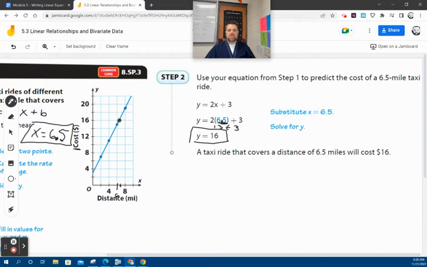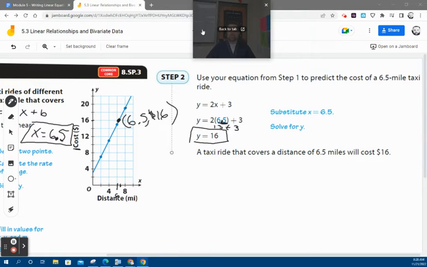In other words, this point on the line is 6.5 miles, comma, cost you $16. Okay? Because here's the 16. That's it for example number 2.